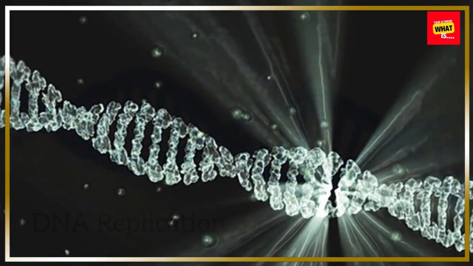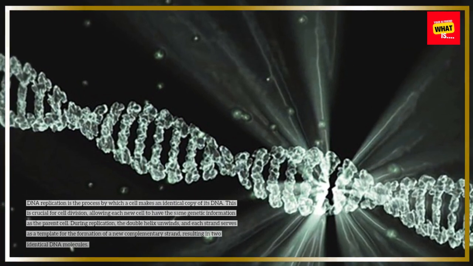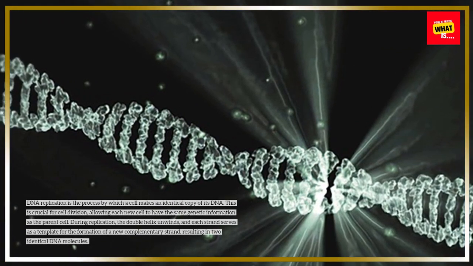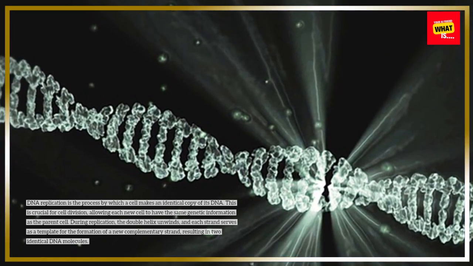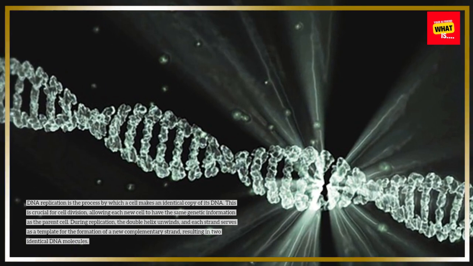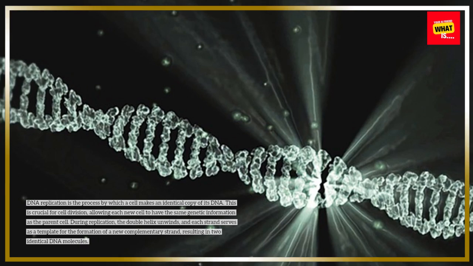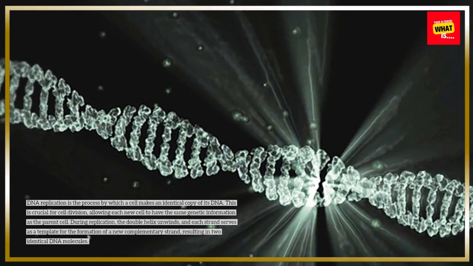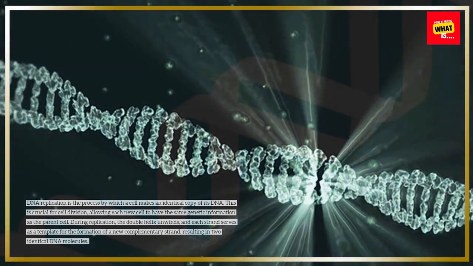DNA replication. DNA replication is the process by which a cell makes an identical copy of its DNA. This is crucial for cell division, allowing each new cell to have the same genetic information as the parent cell. During replication, the double helix unwinds, and each strand serves as a template for the formation of a new complementary strand, resulting in 2 identical DNA molecules.